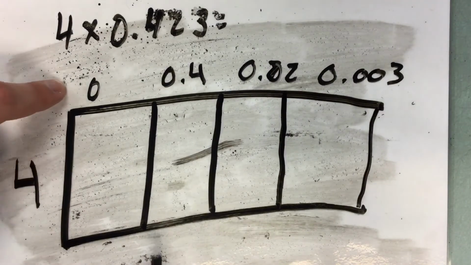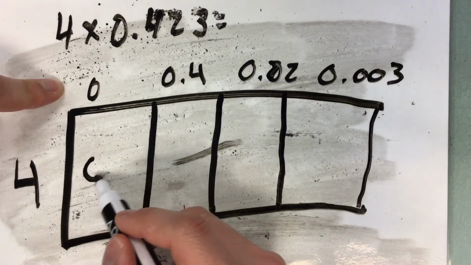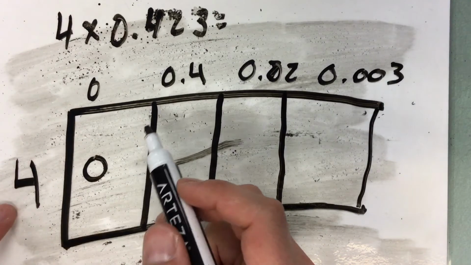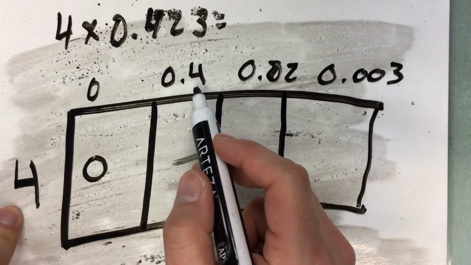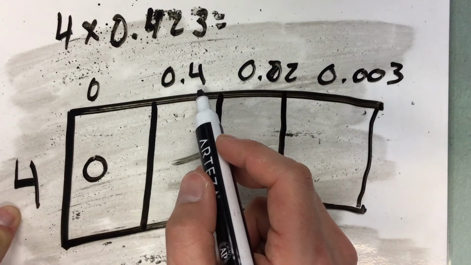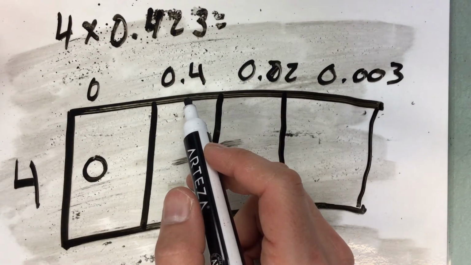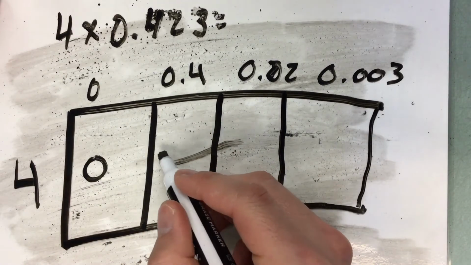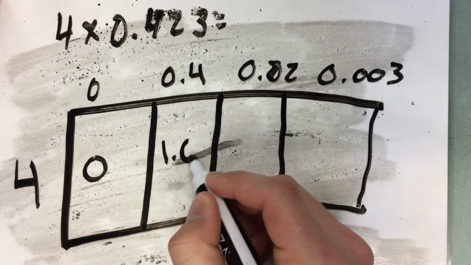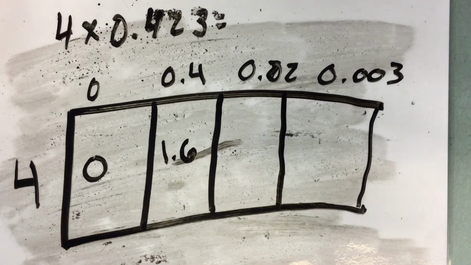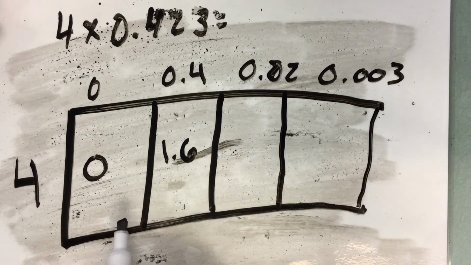So 4 times 0 ones would give me 0 ones. 4 times 4 tenths would give me 16 tenths. Now I should automatically start thinking that that's too many tenths. So 16 tenths would be the same thing as 1 and 6 tenths. Because remember, when you have 10 or more, you can cash them in. Since I have 16 tenths, I can take 10 of those and cash them in for 1 one. So I have 1 one, and then I'm remaining with 6 tenths.